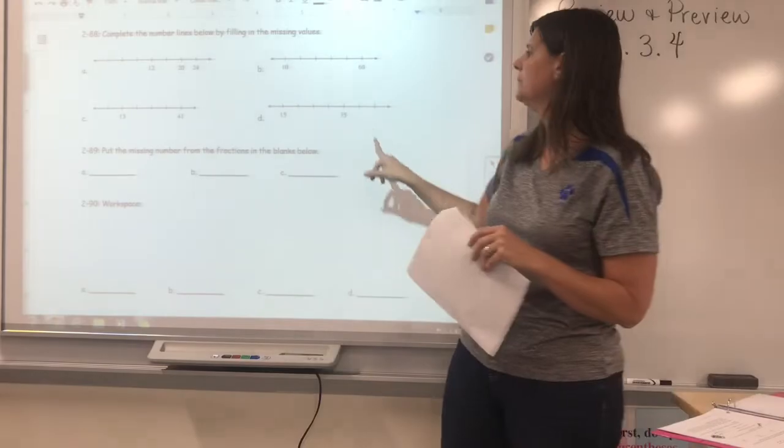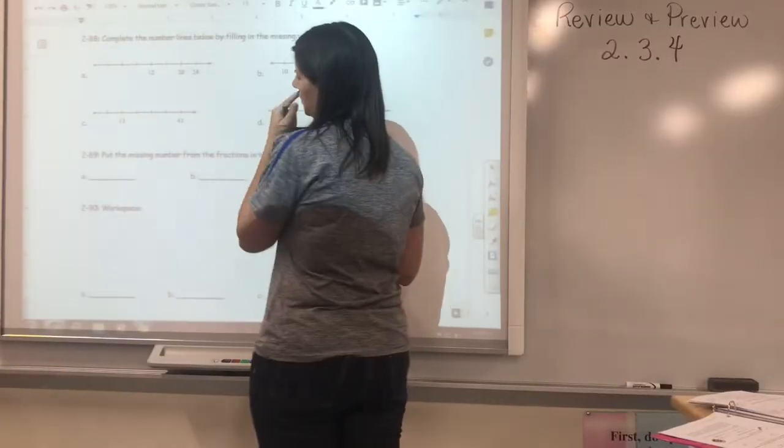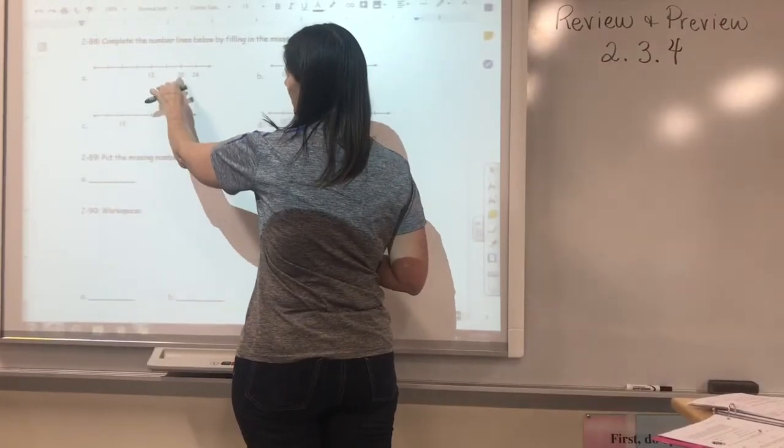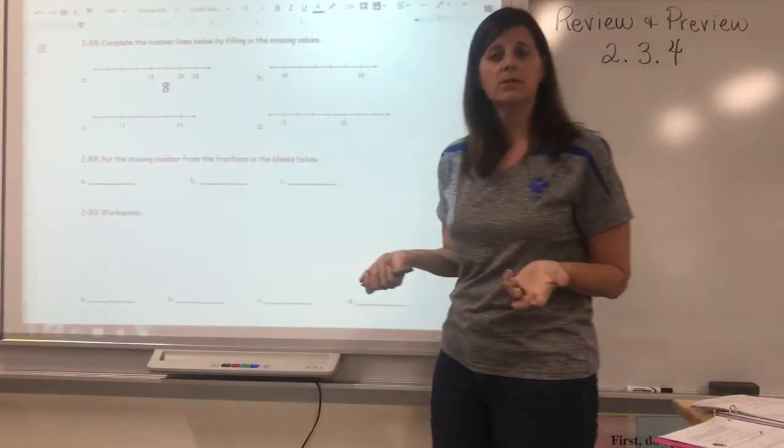For question 88, I have the number lines copied on your answer sheet for you, but it's up to you to complete them. We have some numbers filled in, but there are many that are missing. And to be able to figure out the missing numbers, you may have to look a little closer at some than others. Just as an example, one thing I could do is between 12 and 20, I know there's a difference of 8. 20 minus 12 equals 8.